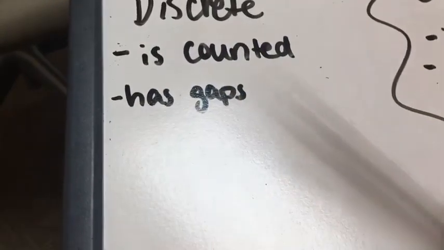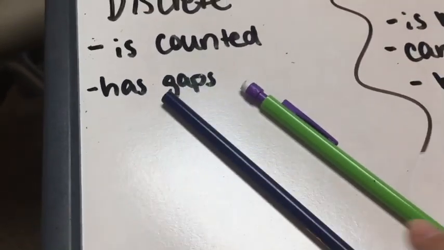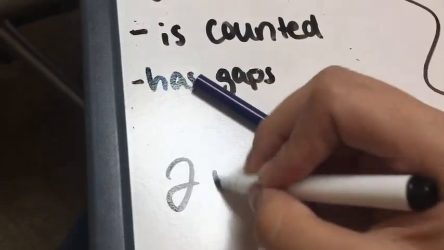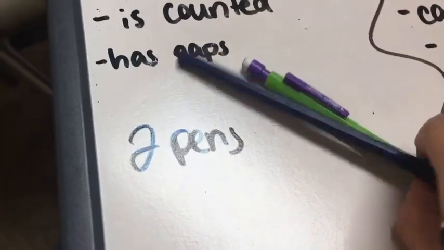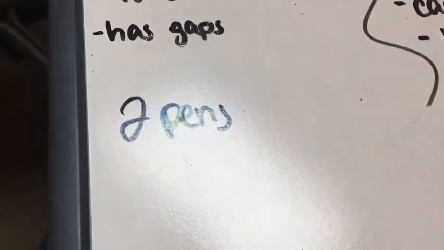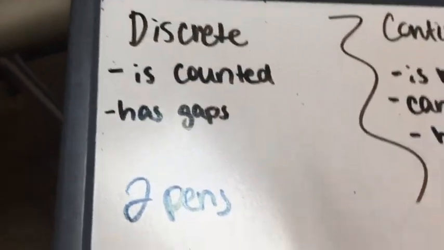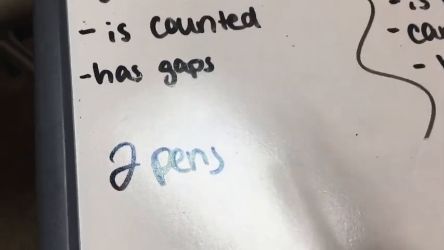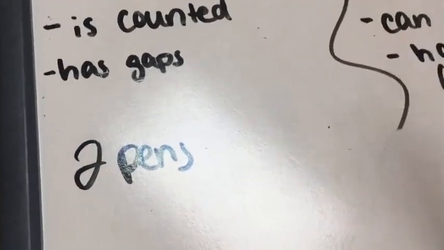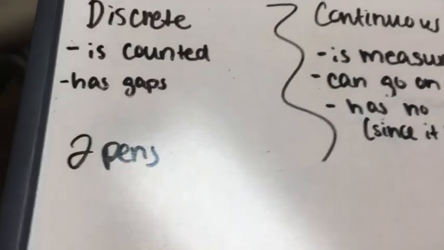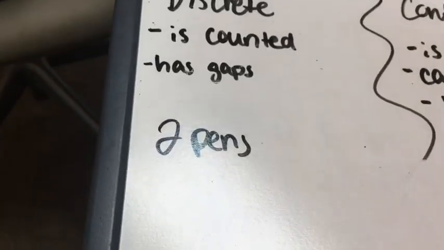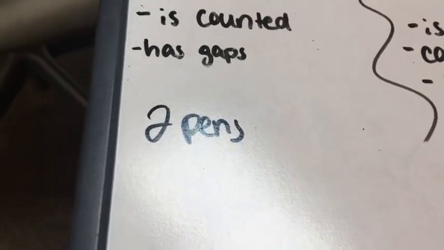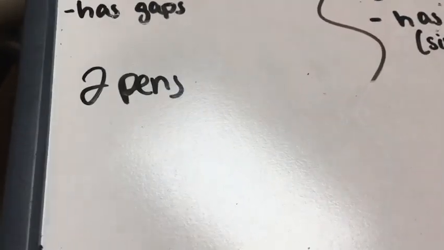So to give an example of this gap, I'm just going to use these two. There are 2 pens here. I can't have 2.5 pens. I have a gap. I either have 1 pen, 2 pens. I can't have a 2.5 or a 2.75 of a pen. The same goes for the number of whiteboards in a room. You can either have 1 whiteboard or you can have like 0 whiteboards.